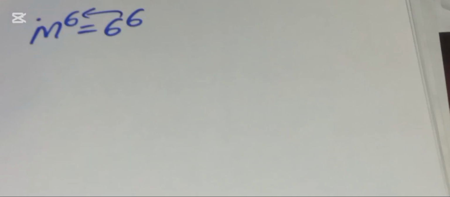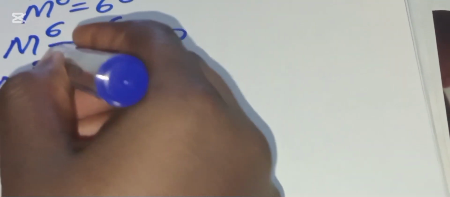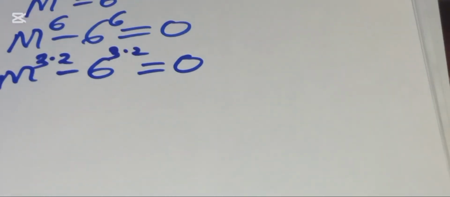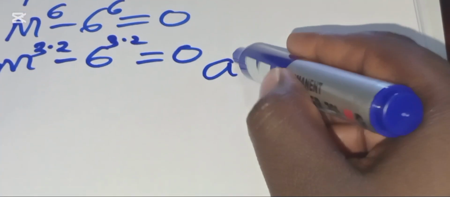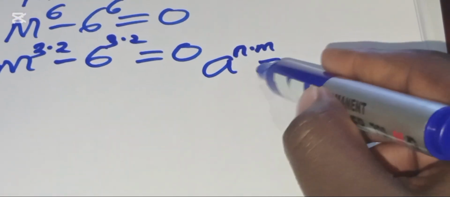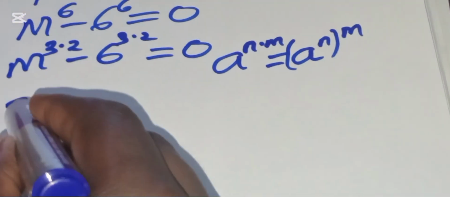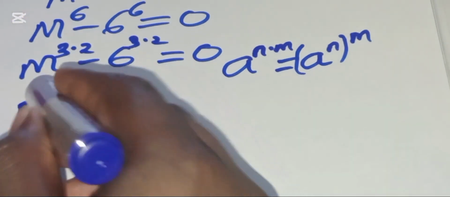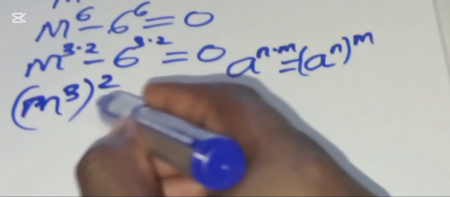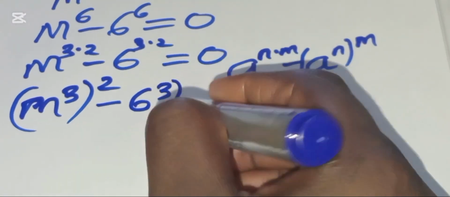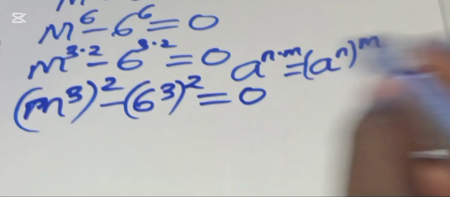Now, we can take this 6 to power 6 to the left-hand side. We'll have m to power 6 subtract 6 to power 6 equal to 0. Now, we can express m to power 6 as m raised to power 3 times 2, subtract 6 to power 3 times 2, which is equal to 0. Now, applying the indices identity, a raised to power n multiplied by m can be expressed as a raised to power n, raised to power m. Applying this property, we'll have m raised to power 3 raised to power 2, subtract 6 raised to power 3 raised to power 2, equal to 0.